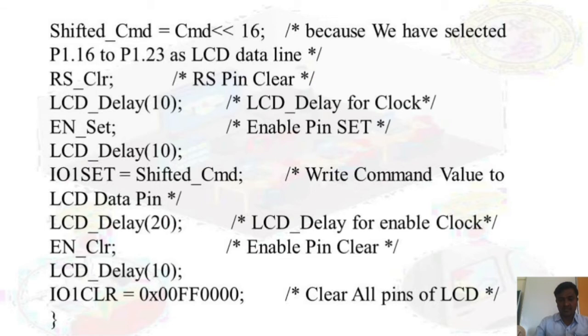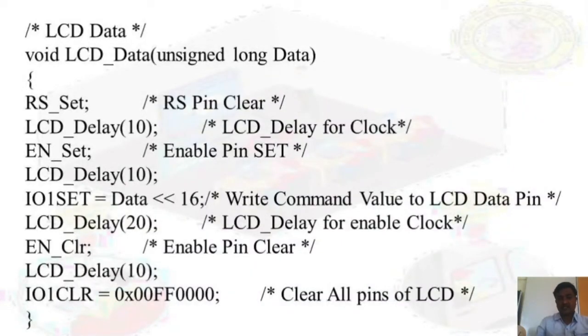After that we are calling a delay by passing the value 10. Then IO1 set shift command, writing the command value. Then LCD data pin, LCD_delay, we are calling the delay again for a clock. Enable clear, then we are calling a delay. After that we are writing IO1 CLR 0x00FF40, clearing all the pins of the LCD, that is P1.16 to P1.24.